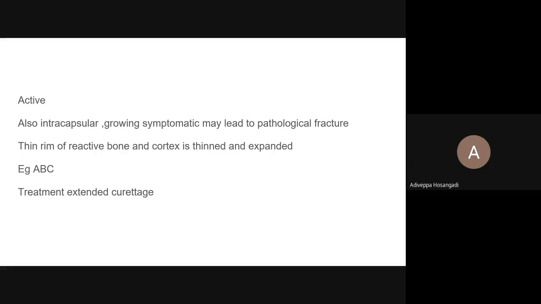In active, as I was mentioning, it is symptomatic. It can lead to pathological fracture. The rim is thin. Thin reactive bone. The cortex is thinned and expanded. Remember this, it expands like a balloon. More commonly it is ABC, which is nothing but aneurysmal bone cyst. Treatment in latent, you can neglect and observe them regularly. Sometimes it can disappear because it is not affecting the strength of the bone. ABC, you have to do curettage. It is apparently active and aggressive.